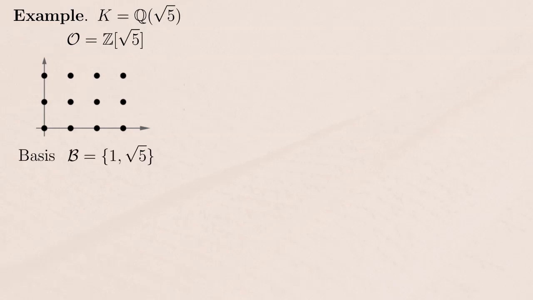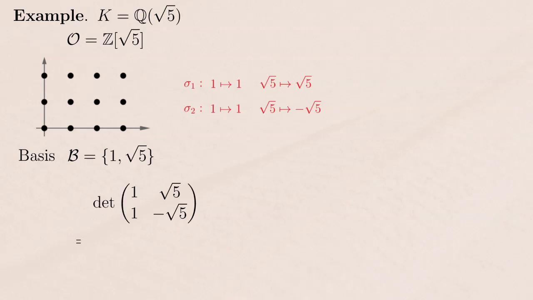Let's first look at the lattice we started with, Z adjoin root 5. Here's a picture of it. And a basis for it is given by 1, root 5. It has two embeddings, sigma 1 and sigma 2. They both send 1 to 1, but they send root 5 to plus and minus root 5 respectively. So now let's apply them both to our basis elements, first to 1, then to root 5. And let's take the determinant of the resulting matrix, which turns out to be minus 2 root 5. Then to get the discriminant, we square it, so the discriminant is 20.